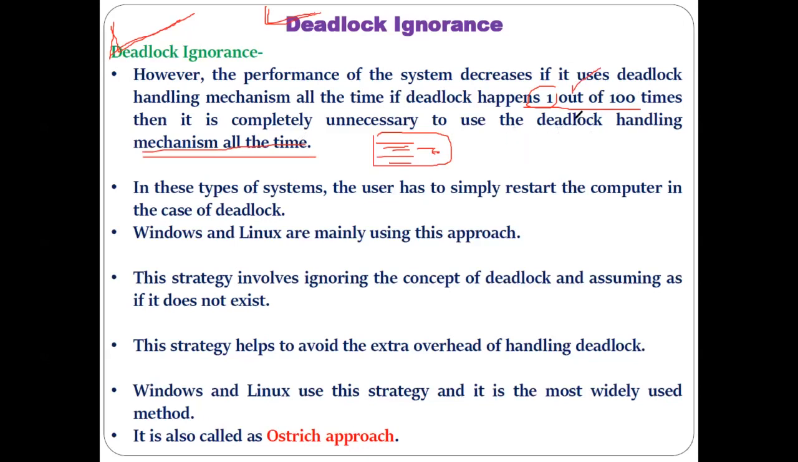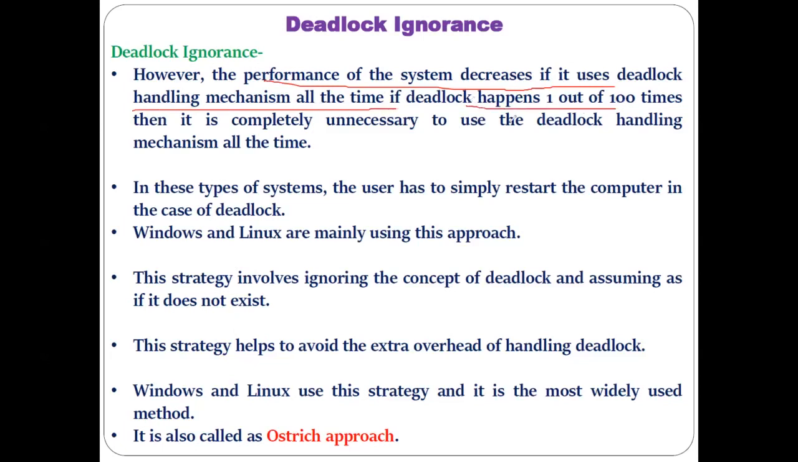And for that one out of 100 times, if you try to apply deadlock handling mechanisms like deadlock prevention and avoidance, by applying different algorithms, then what happens? Because of that, the performance of the system decreases. If we apply the deadlock mechanism all the time, when deadlock happens one out of 100 times, it is completely unnecessary to use the deadlock handling mechanism all the time.